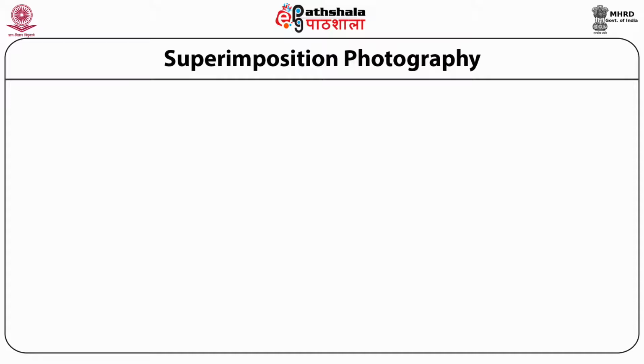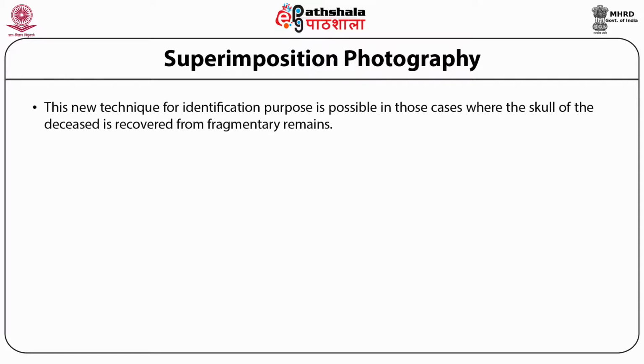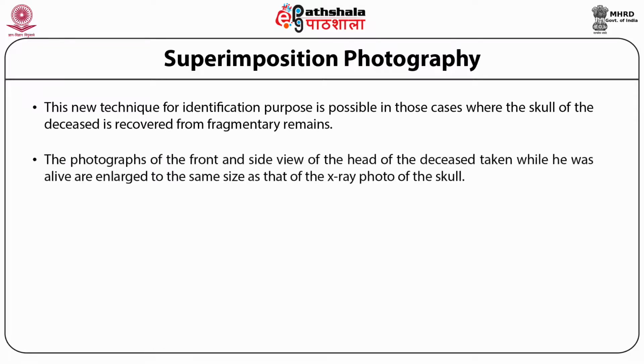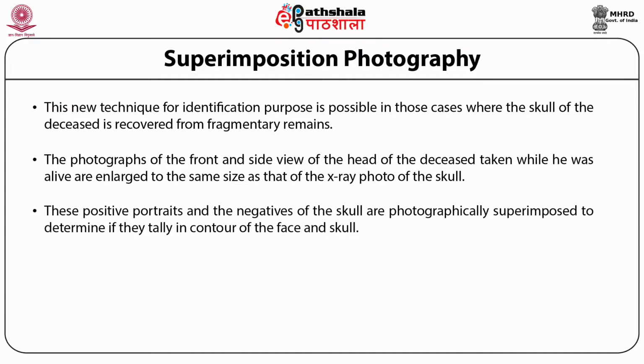The superimposition photography is a new technique for identification purposes, as it is possible in those cases where the skull of the deceased is recovered from fragmentary remains. The photographs of the front and side view of the head of the deceased taken while he was alive are enlarged to the same size as that of the X-ray photo of the skull. These positive portraits and the negatives of the skull are photographically superimposed to determine if they tally in contour of the face and skull.